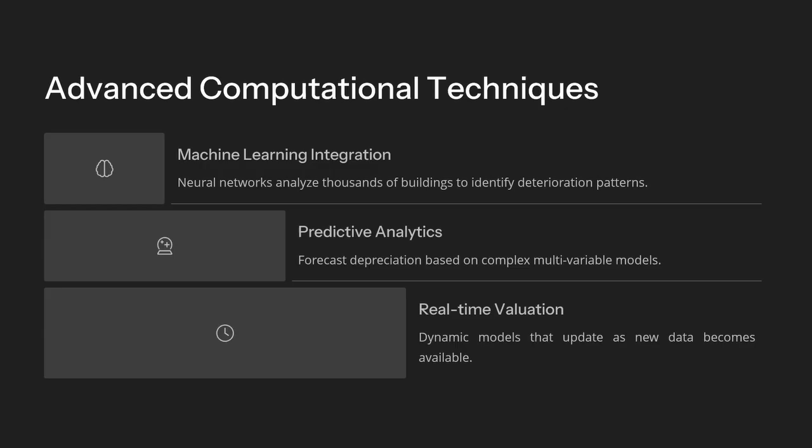For these, you need advanced computational techniques such as machine learning integrations. Neural networks analyze thousands of buildings to identify deterioration patterns. With the predictive analysis, you can forecast depreciation based upon complex multi-variable models. And of course, these advanced computational techniques will give you real-time valuation, dynamic models that update as the new data becomes available. So you have to be conversant with advanced computational techniques that will help you in these things.